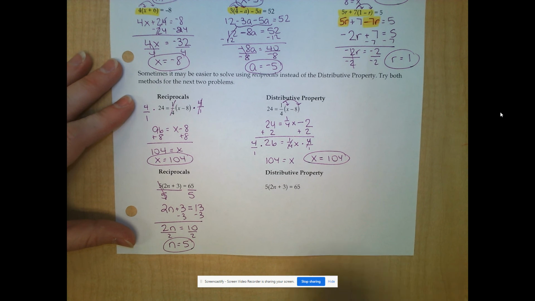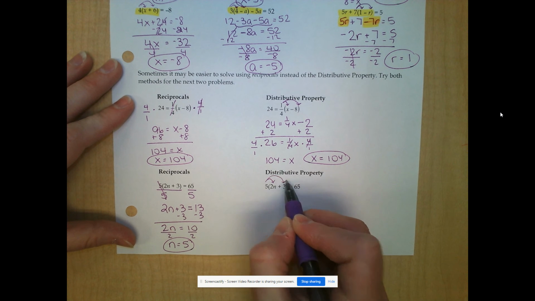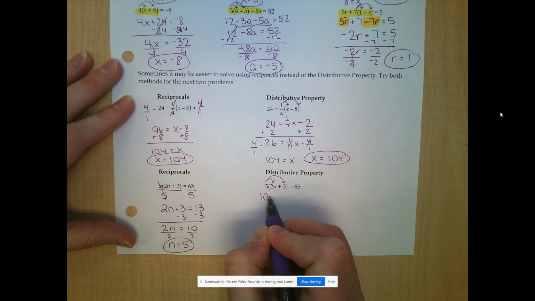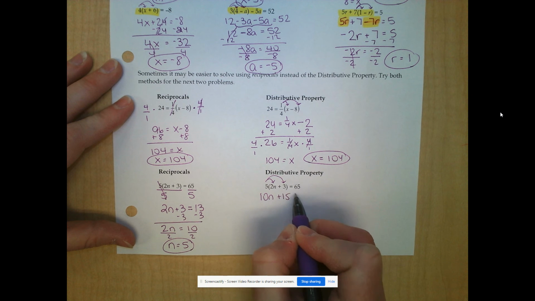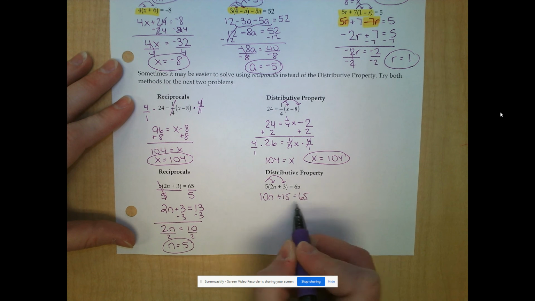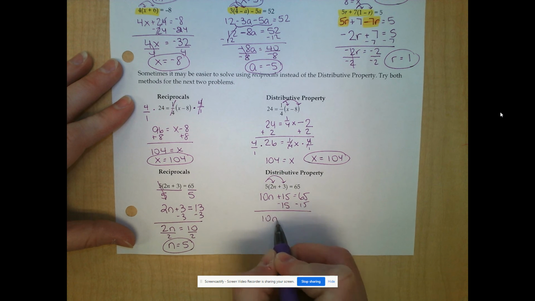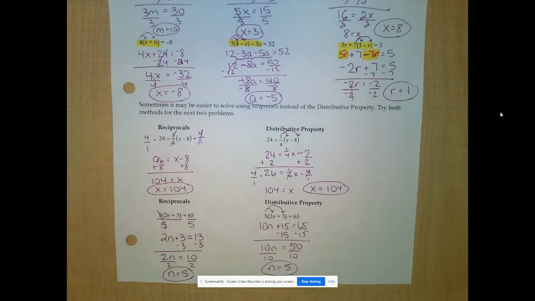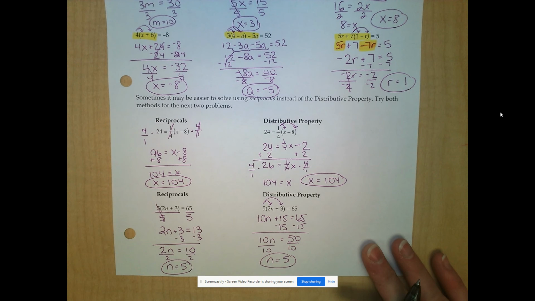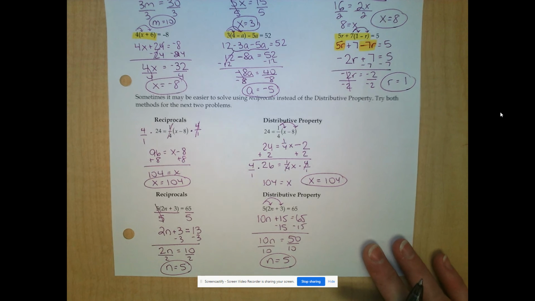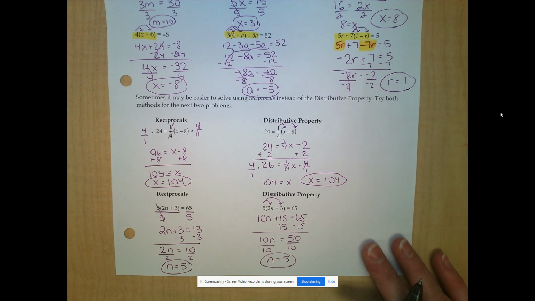I can do the distributive property. I can do 5 multiplied by the 2n and 5 times the 3. I still have a two-step equation after my first thing that I've done. I can subtract 15 from both sides. 10n equals 50. I can divide both sides by 10 and get n equals 5. Not a significant savings, not a significant difference in how long it took or how much I had to write. So that one really comes down to preference.